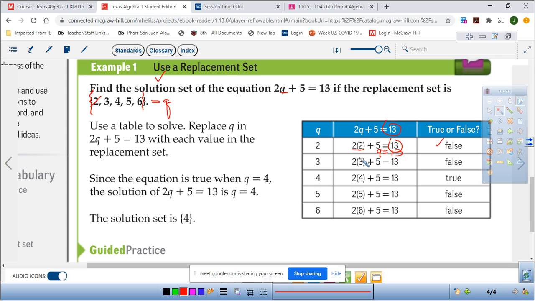3, plug in a 3 here for the Q. False statement. What do you mean? 2 times 3, 6. 6 plus 5? No. 4. 2 times 4, 8. 8 plus 5, 13. True, that's the one we want. We want the true one. So that one works. That one doesn't work. That one doesn't work. Of all this replacement set, only the one that worked was my 4. So that one goes in my solution set.